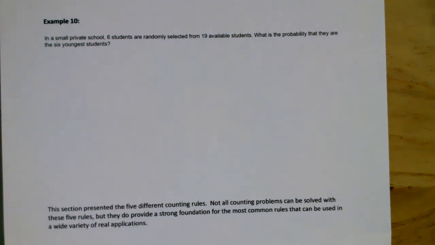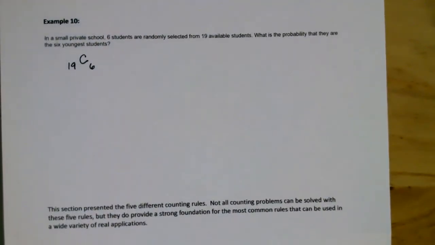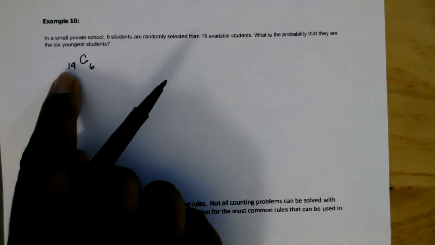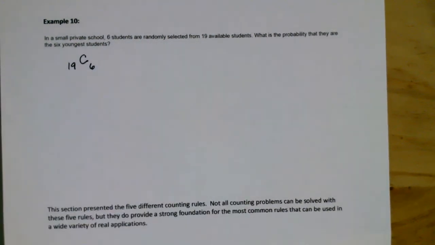Okay, order does not matter. So we're going to be dealing with the combination problem here. So there are 19 students, we're choosing 6. So it'll be 19C6. Again, the largest number has to be on the left side, the smallest has to be on the right side. Otherwise, when you do that combinations formula, you're going to get a negative number in the denominator. That does not make sense. Factorials do not work for negative numbers.